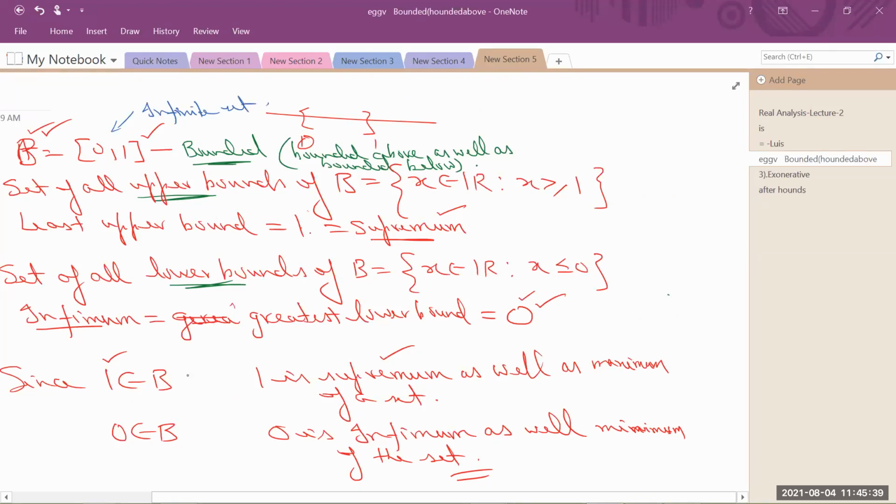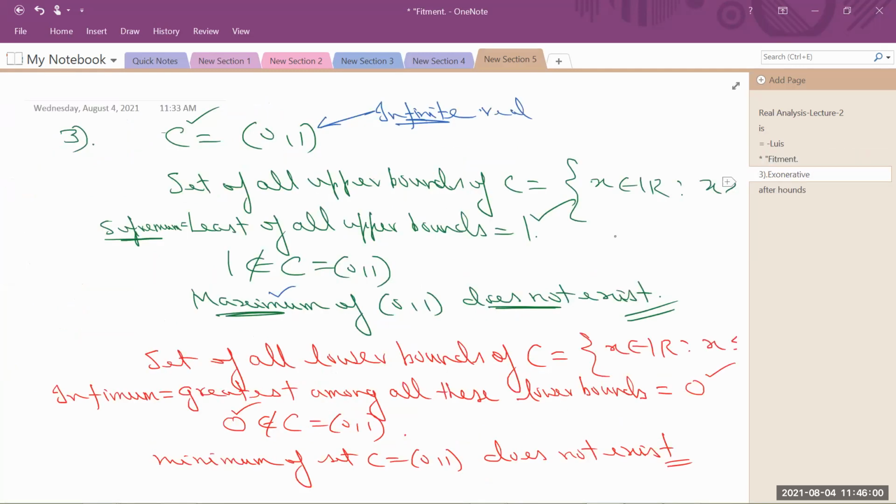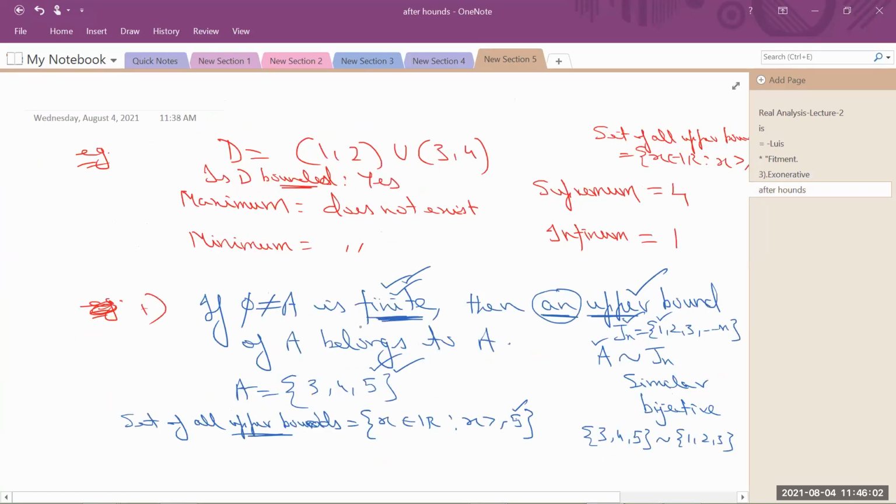सेट, लेकिन यहाँ पे क्या मिला? यहाँ सुप्रीमम भी है और आपका मैक्सिमम भी एग्जिस्ट कर गया. देखो ना, कहीं लिखा होगा मैंने, मैक्सिमम और मिनिमम दोनों मिल गया. सो इन केस ऑफ इनफाइनाइट सेट, मैक्सिमम मिनिमम may or may not exist, but in case of finite set, maximum and minimum will always exist.